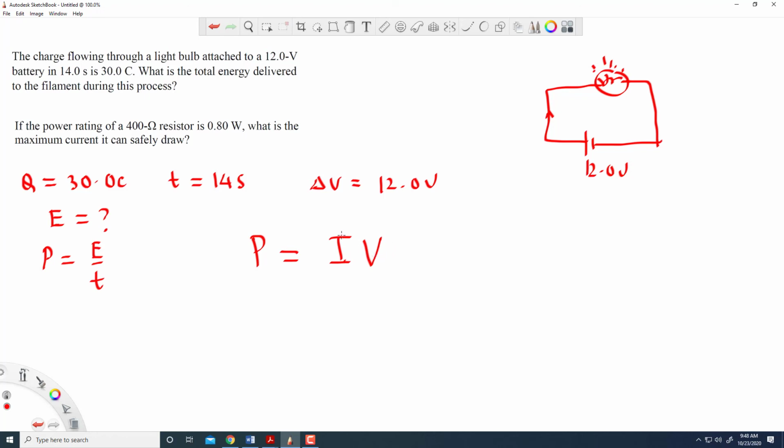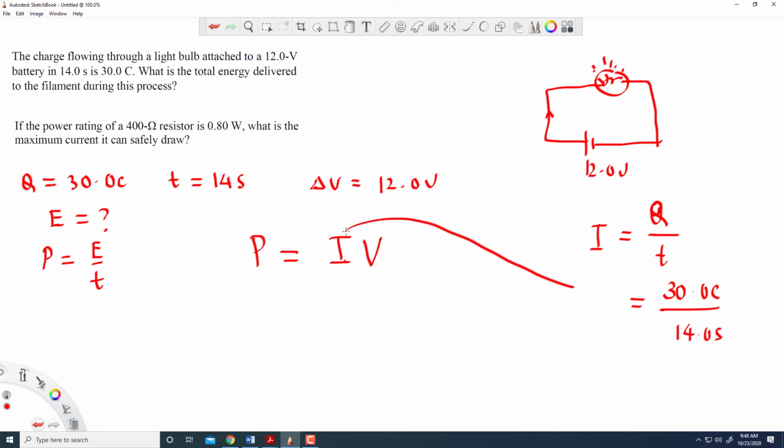How do we find I? Yes, Q over T. Charge over time: charge is 30 coulombs, time is 14 seconds. That gives us current, and delta V, or V, is 12 volts. That gives us power. And once we have power, we can find energy. Energy is power times time. Power is what we found, and the time is 14 seconds.